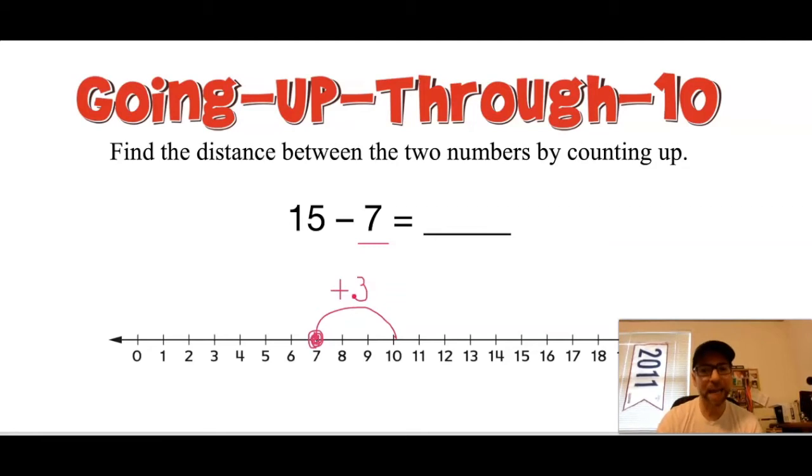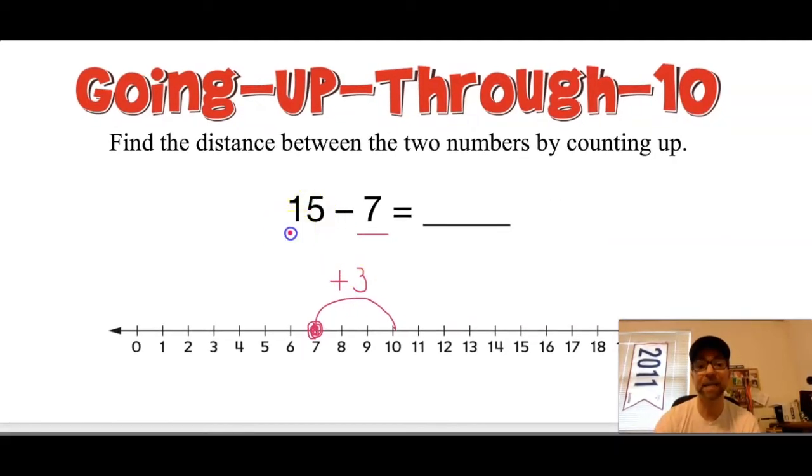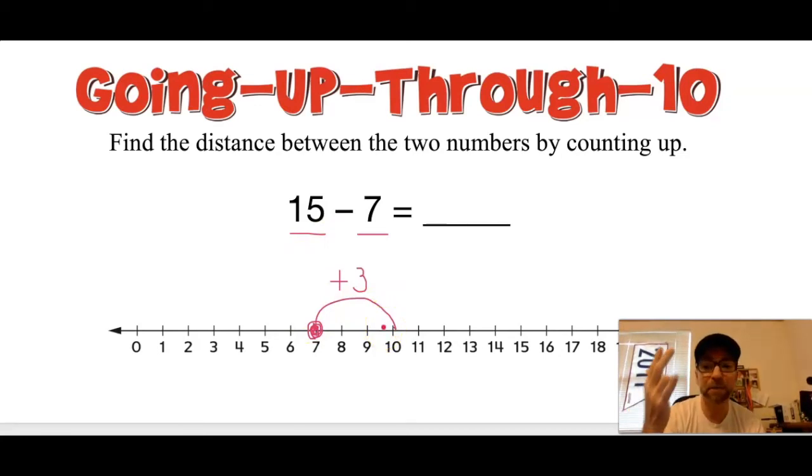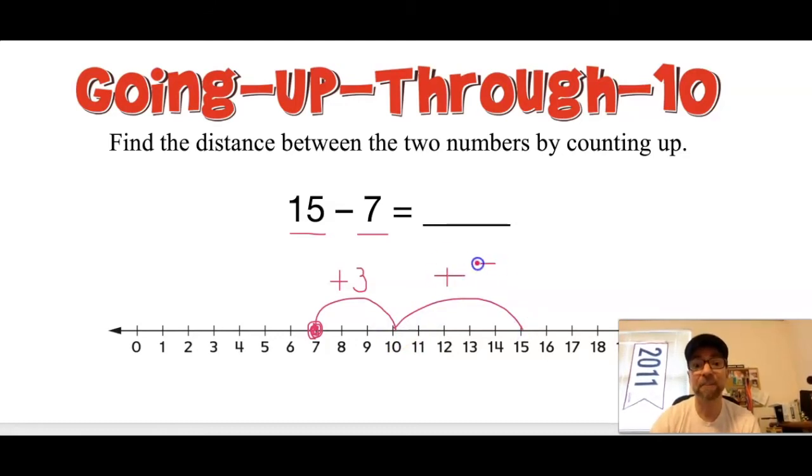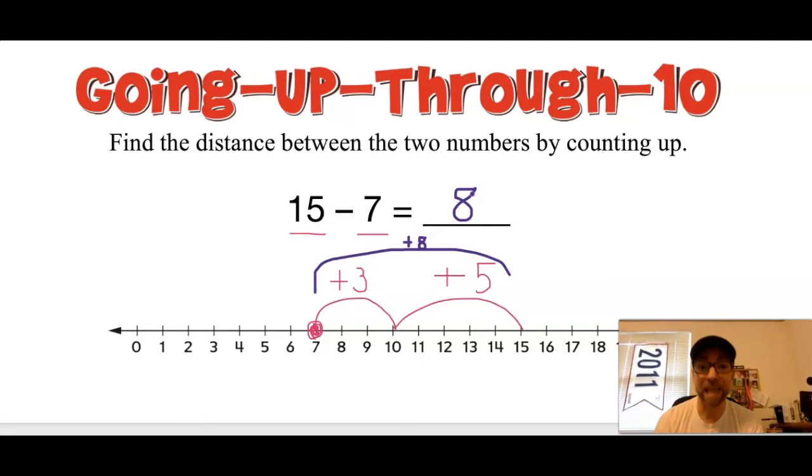But that's not where I had to go. I had to make sure I landed on 15. So when I keep counting up, I hop to 10. I'm 3 away from 10, but I still have to go 11, 12, 13, 14, 15. I still have to go 5 more. Plus 5. Notice that I hopped a total of 8. And that's my answer. 15 minus 7 is 8.